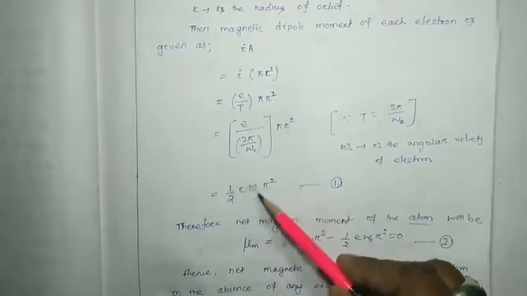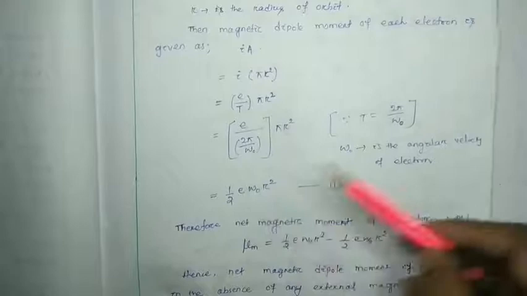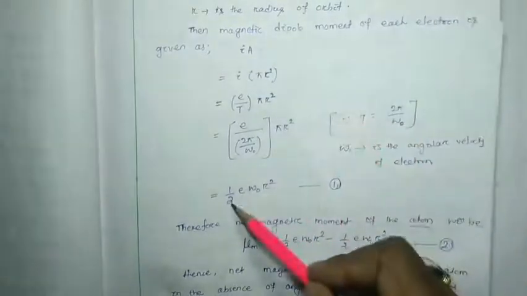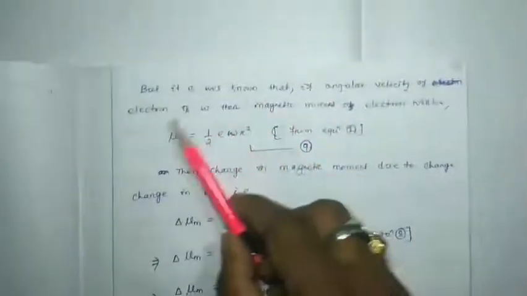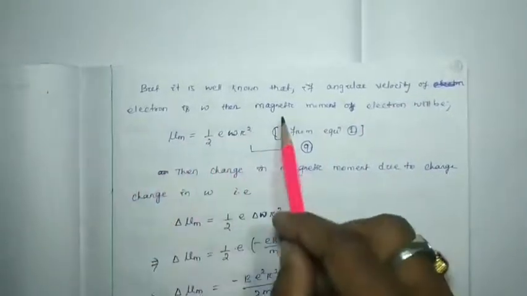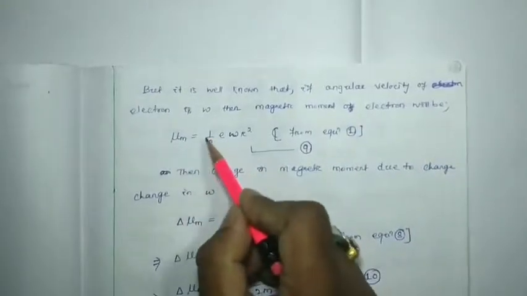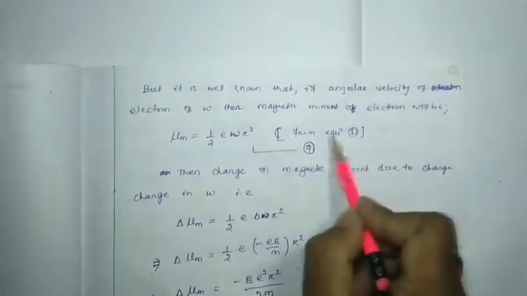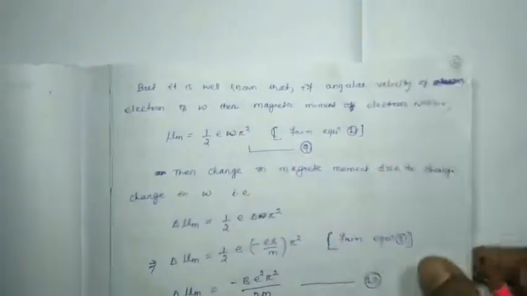Suppose instead of omega 0 we consider omega as the angular velocity. Then obviously the magnetic dipole moment of the electron will be half e omega r square. It is well known that if the angular velocity of the electron is omega, then the magnetic moment of the electron is written as mu m equal to half e omega r square. We took the help of equation number 1 and wrote this one. Let this be equation number 9.